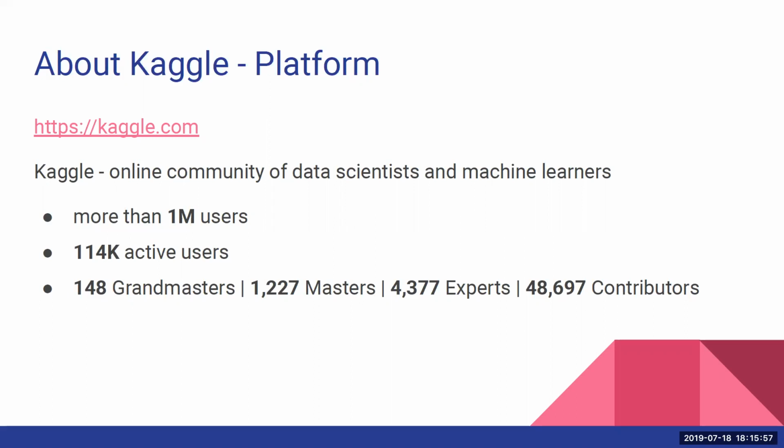And there are a couple of tiers. It's called grandmasters and masters and experts, and we'll talk about it a little bit later. But basically, there are about 50,000 people who just got started, about 50,000, pretty much the same number, who frequently contribute, 4,000 experts, 1,000 masters, and about 140 grandmasters these days.